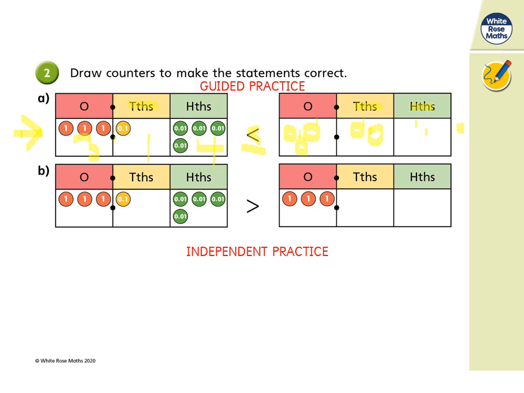So I actually don't need to add anything into my hundredths, but I will do, just because I want to draw them. And I could still add 3 hundredths in there. But because I've got 1 more tenth, this number is bigger. Now, with B, you're going to complete that one independently. Think about what the sign is saying. What is it telling you? Pause the video now before we move on.